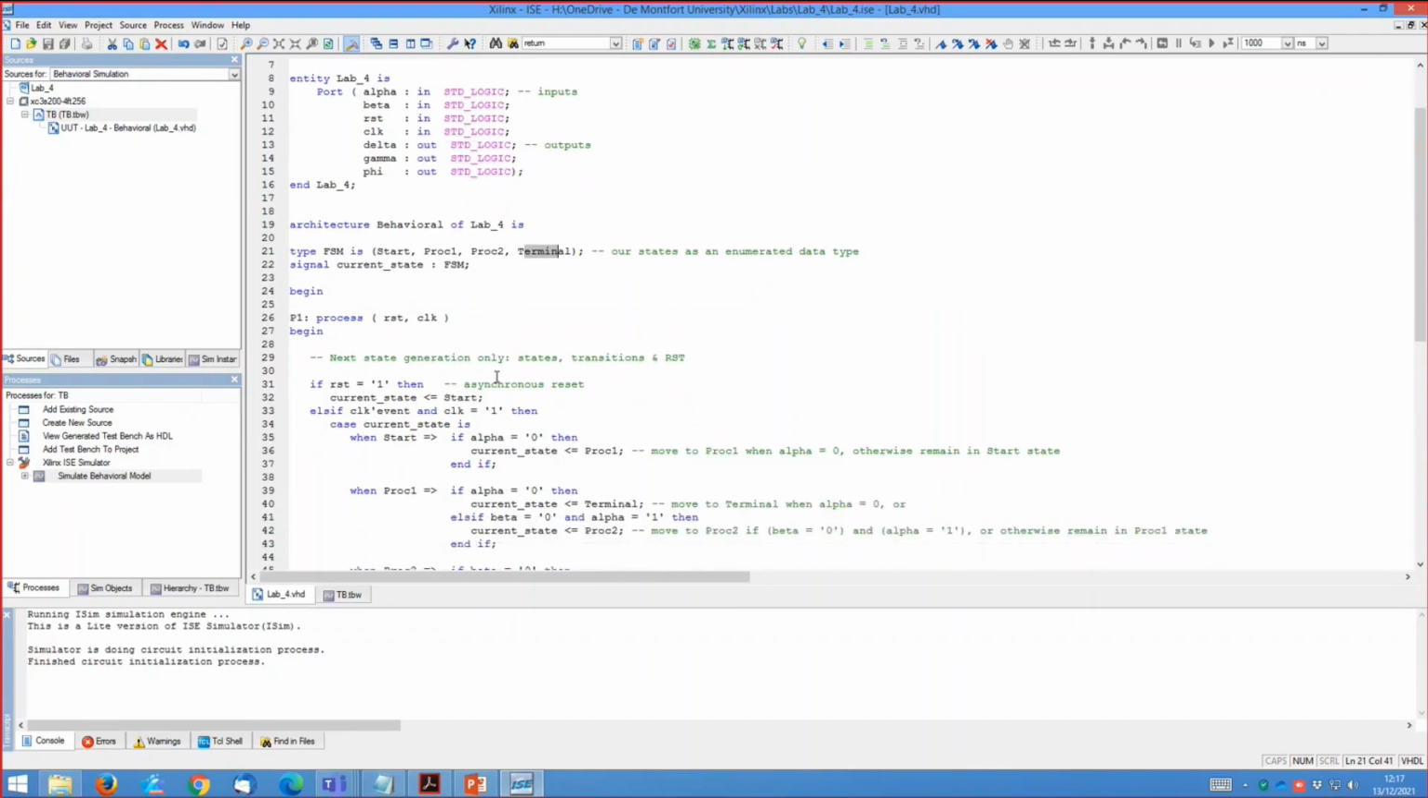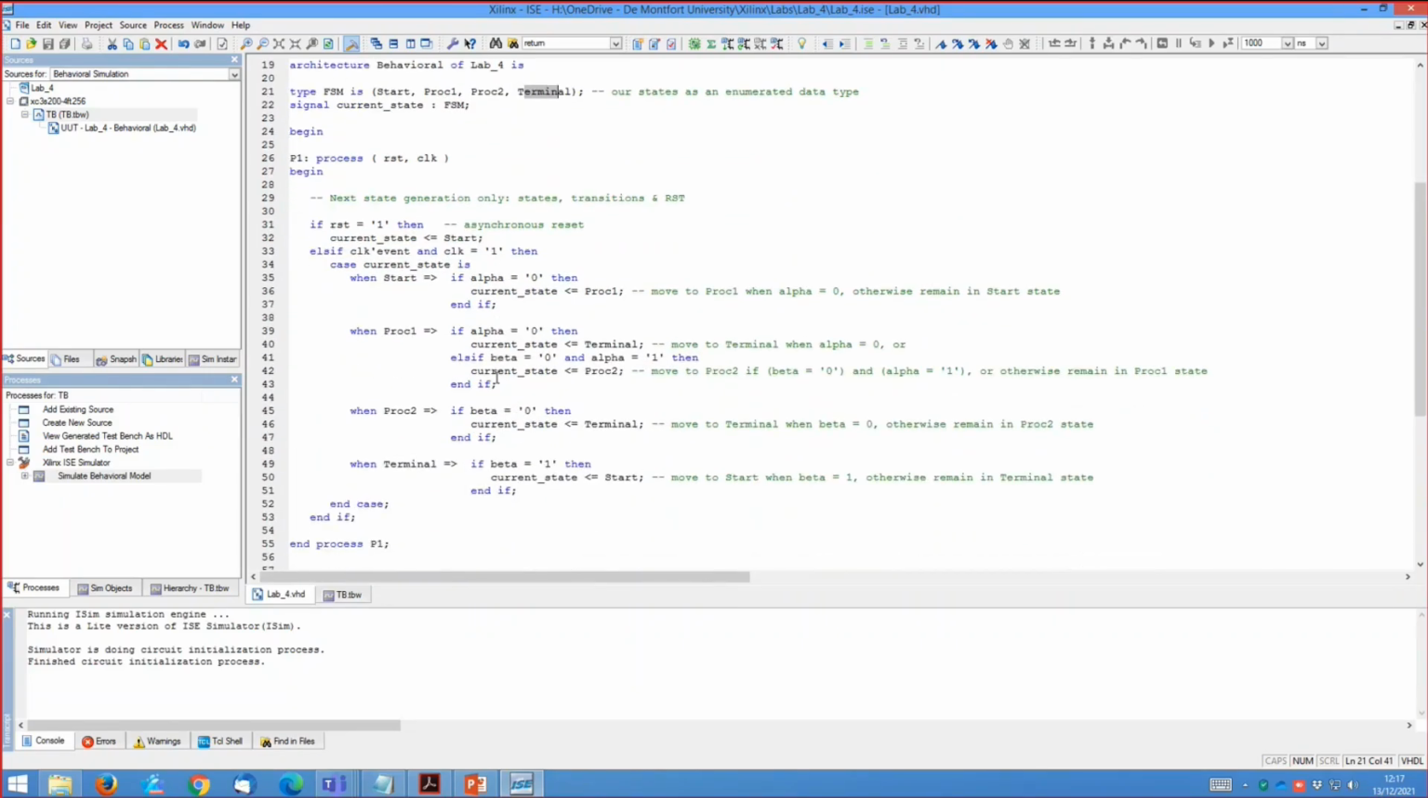So then we can move to process number 1. Process number 1, as we've just seen in our skeleton from lecture 9, contains the reset and the clock in the sensitivity list. It has the reset there because the reset is asynchronous, and because it is asynchronous, we need to basically test that one first. So we'll start with if reset equal 1, then current state would be start. So that points us to the start state.